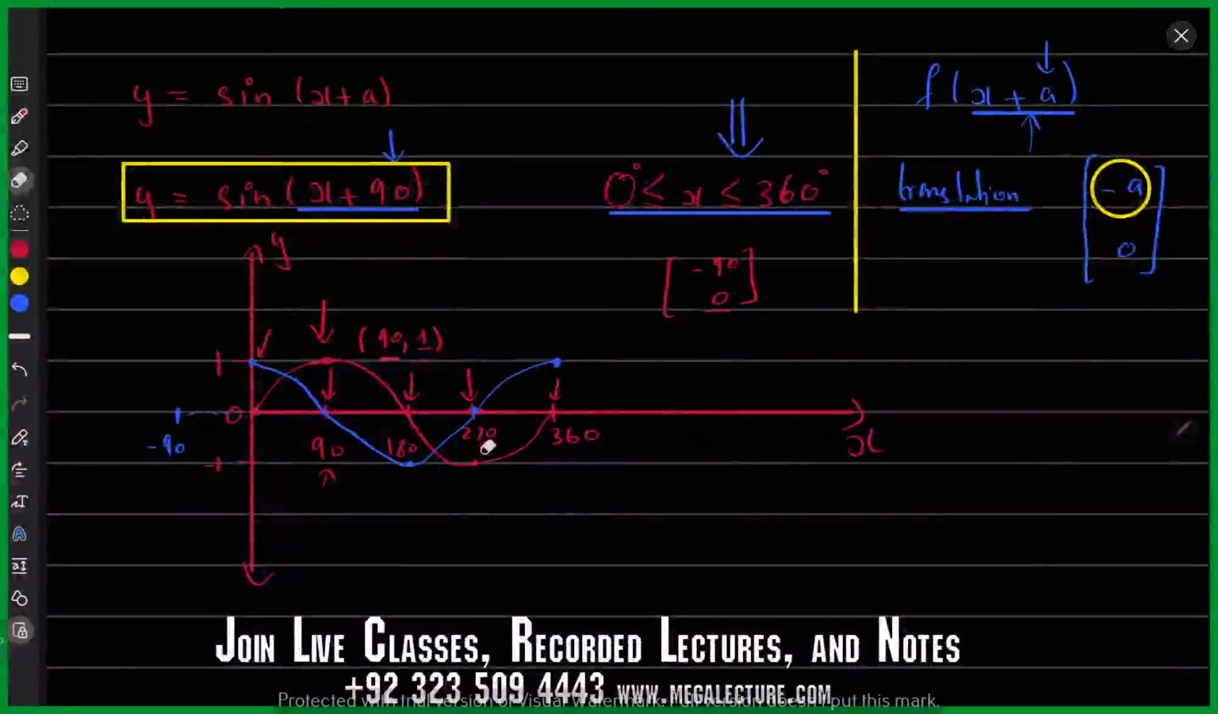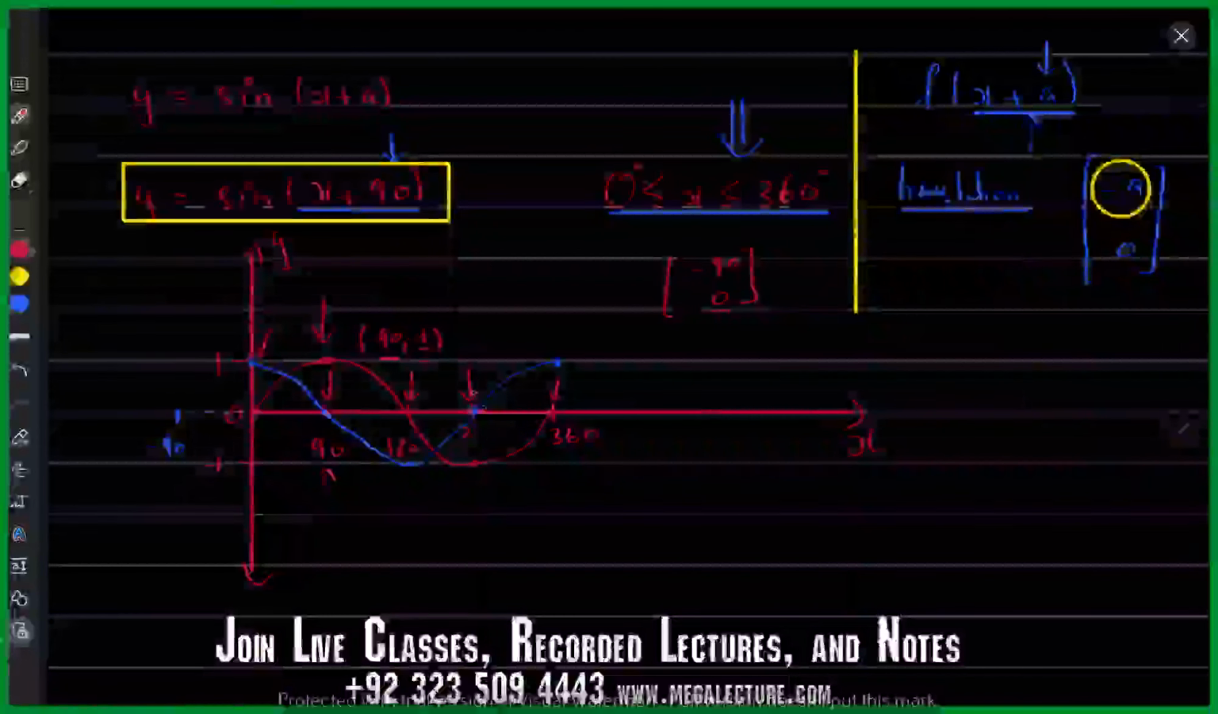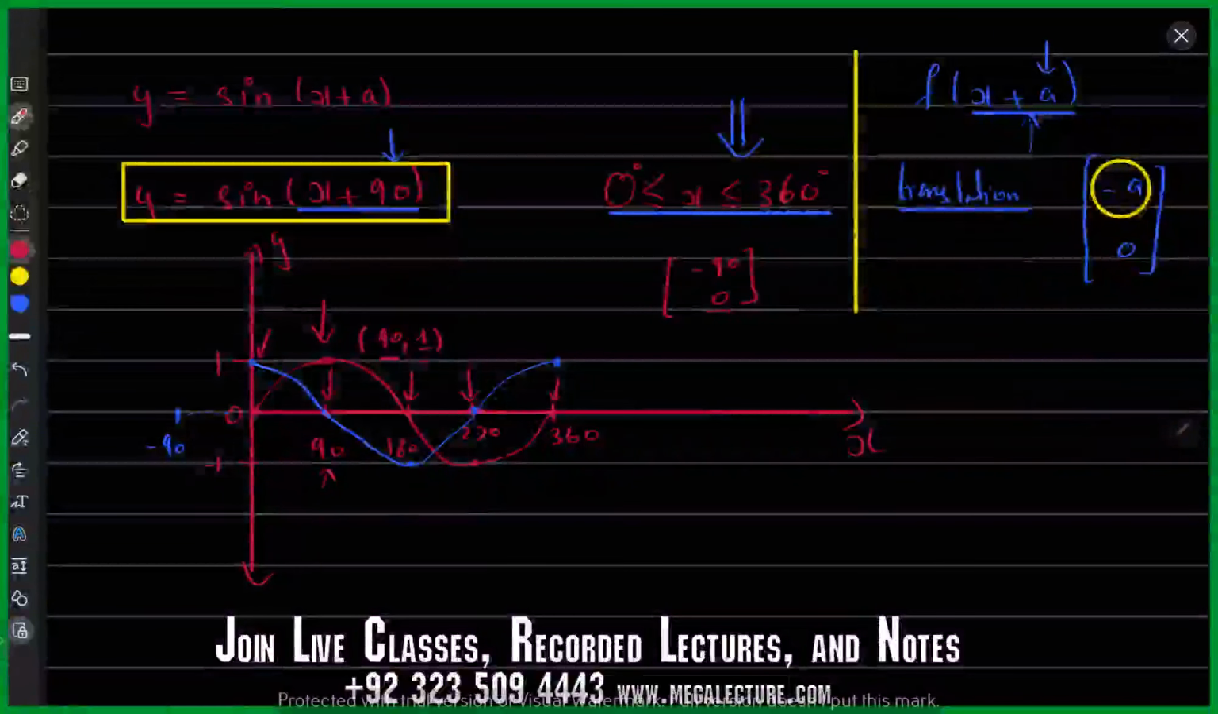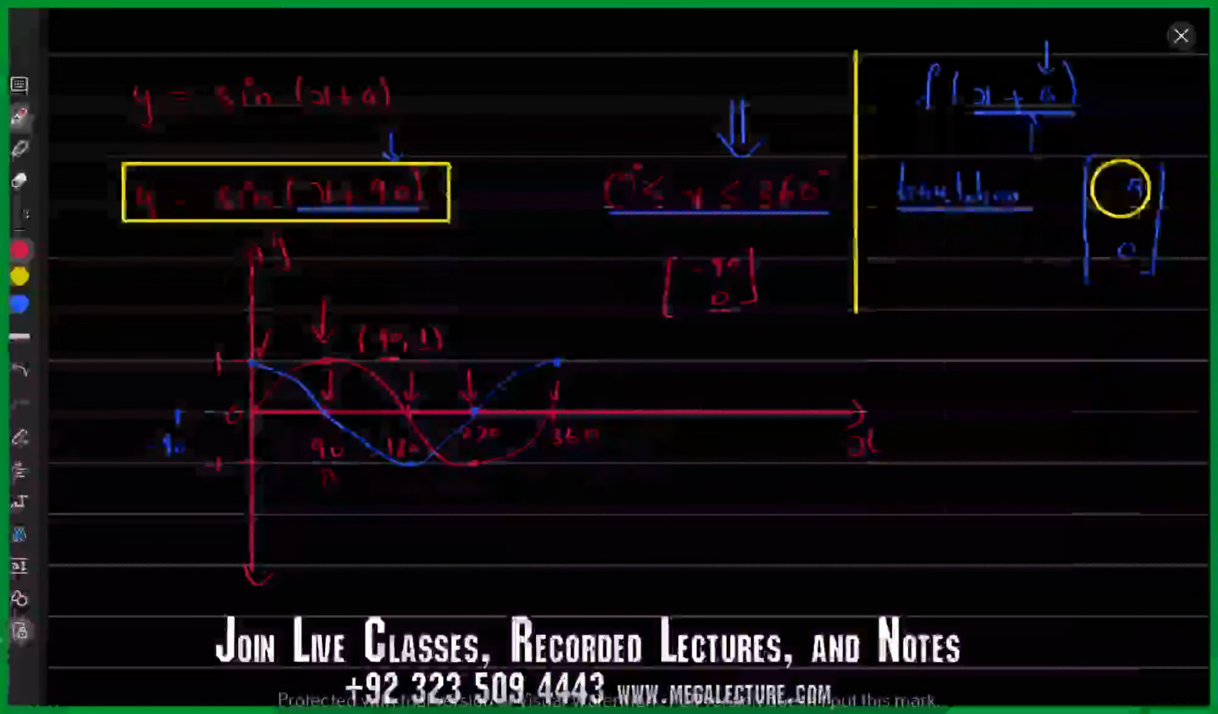For this one, it's sine x plus a. So if it was x plus 1, something like that, it would be like minus 1 to the left. Yes, if it was x plus 1, that would have been minus 1 to the left. Yes, very good. That's right.